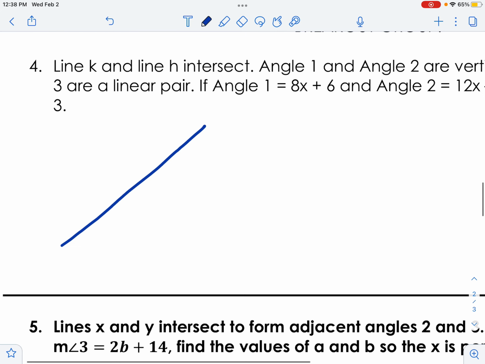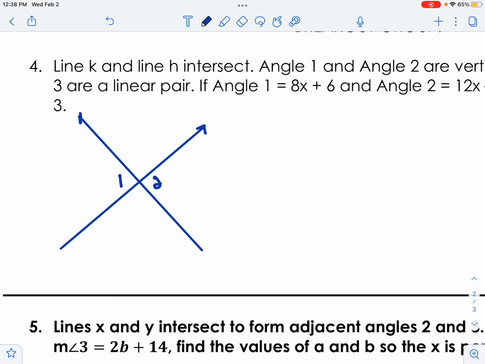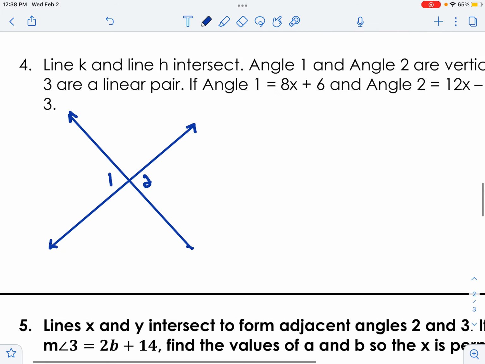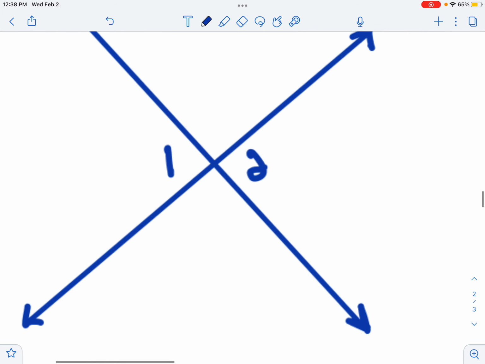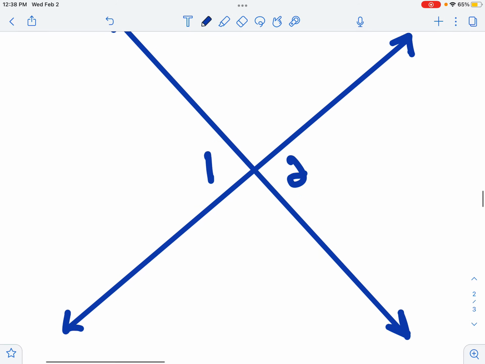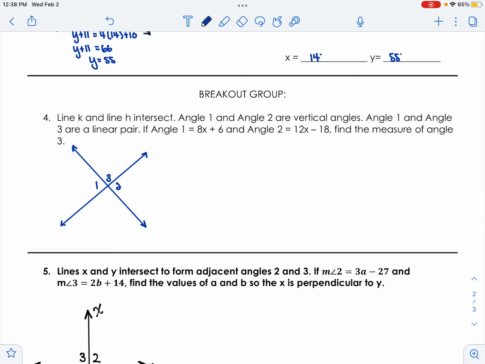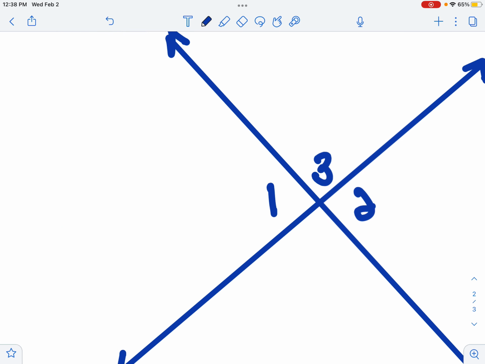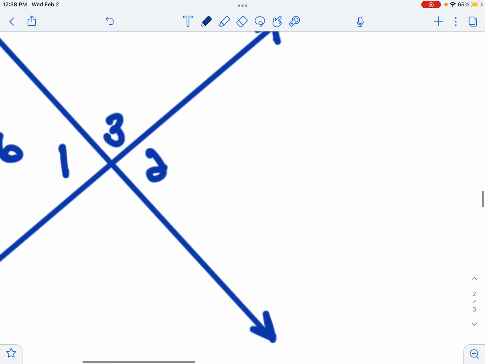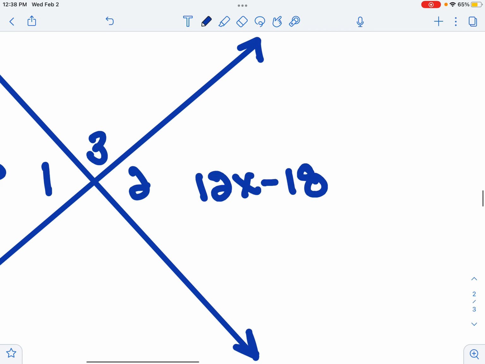So I'm going to go ahead and draw these two lines. And it says angle 1 and angle 2 are vertical. Then it says that angle 1 and angle 3 are a linear pair. So I could actually put it either place. I'm going to put it up top there. It doesn't really matter which one. So it says that angle 1 is 8x plus 6, and angle 2 is 12x minus 18. And what I need to do is find the measure of angle 3.